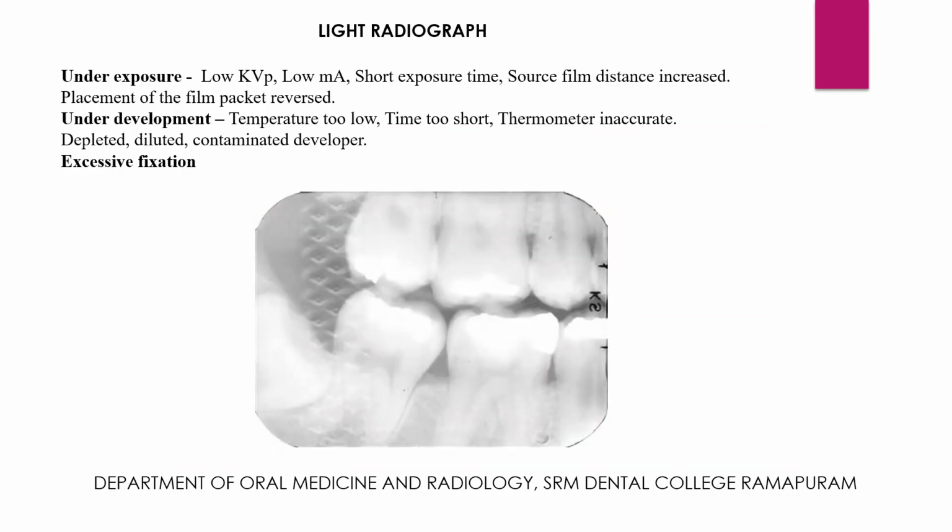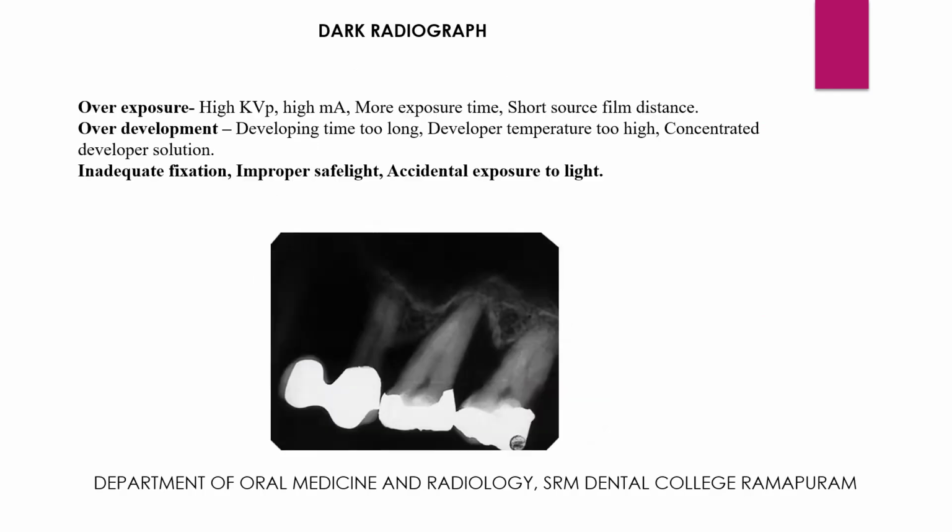So these are the images to show the different types of errors. Underexposure: this is a light radiograph. It can be because of underexposure or underdevelopment or excessive fixation. The factors controlling the intensity of the X-ray beam, the tube voltage, the tube current, and the exposure time, when altered and low, give a light radiograph.